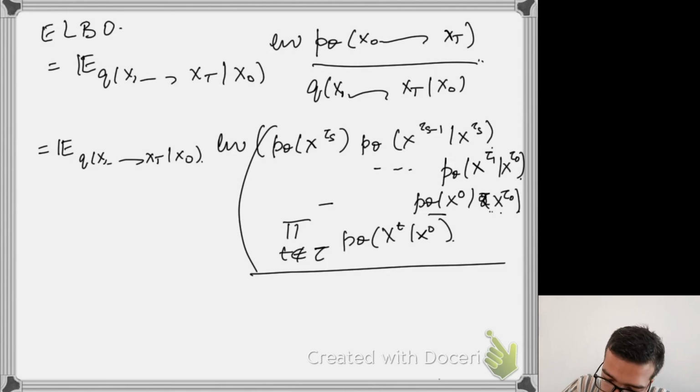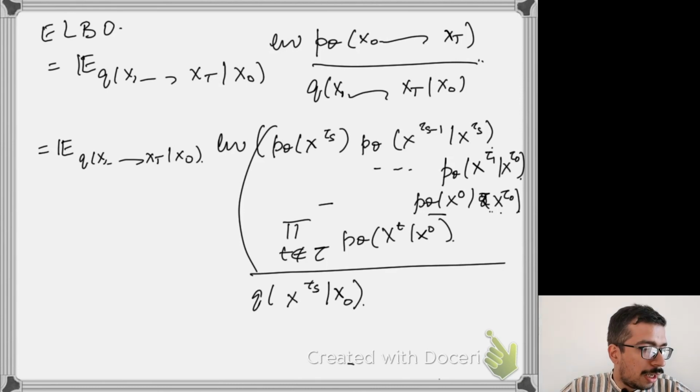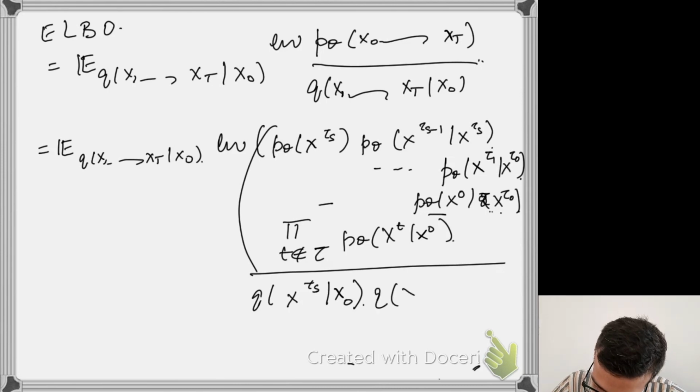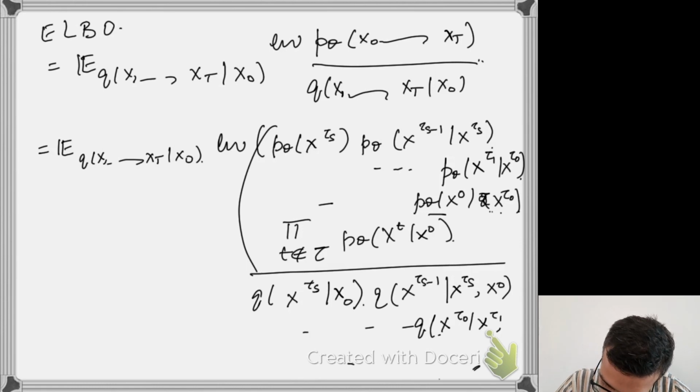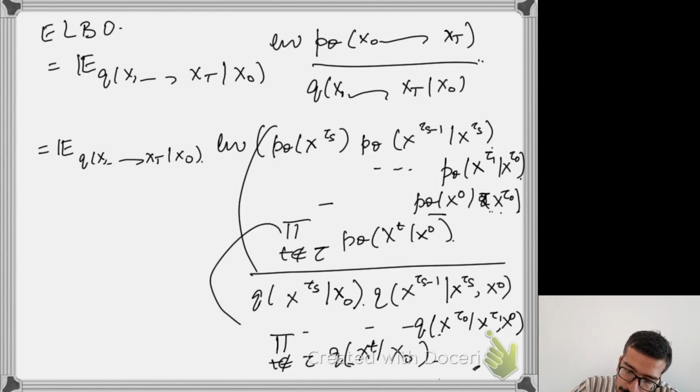And similarly in the denominator, I am going to get q of x tau s given x naught, okay, and then q of x tau s minus 1 given x tau s and x naught, and so on until q of x tau naught given x tau 1 and x naught, and then the product over t not in tau of q of x_t given x naught. So what I'll do is that I'll combine these terms together, t not in tau.